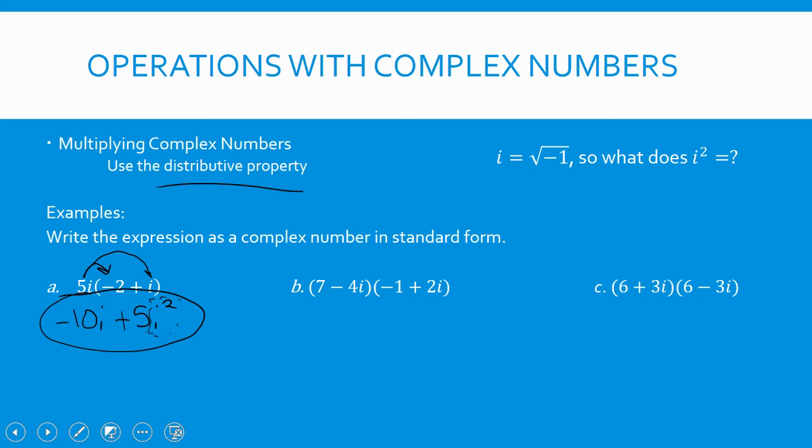Here, part B, we're going to use distribution of two binomials. For those of you who call it FOIL, that's what we're doing. First is 7 times negative 1 gives me negative 7. Then 7 times positive 2i gives me 14i. Negative 4i times negative 1 gives me positive 4i. And negative 4i times positive 2i is minus 8i squared. Make sure if you're multiplying two i's together, you get i squared.